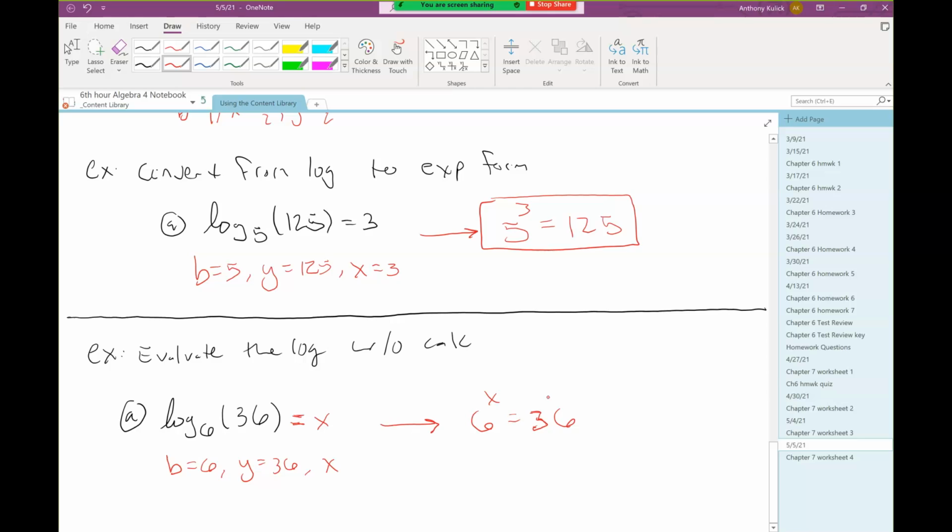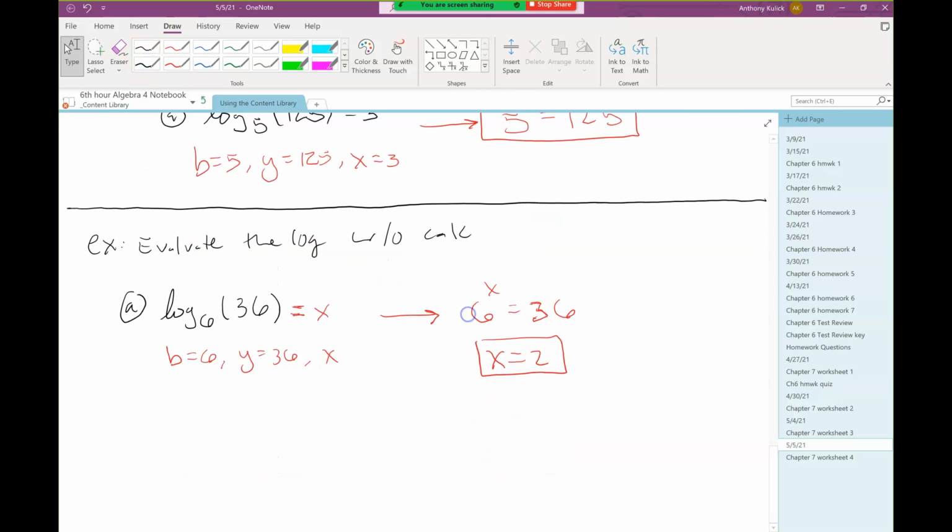What does x have to be in that case? 2, right? Because 6 squared is 36. So that's what log base 6 of 36 is. Is everybody okay with that? Now, sometimes they'll be easy where you can do it on sight. Sometimes it might be a little bit trickier.